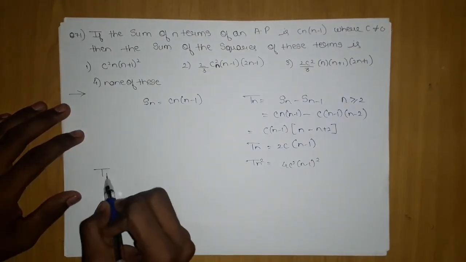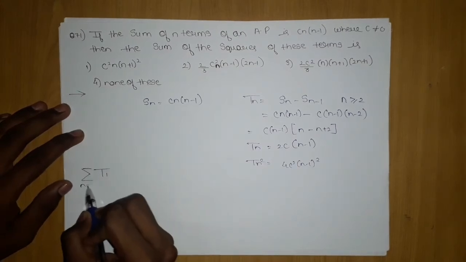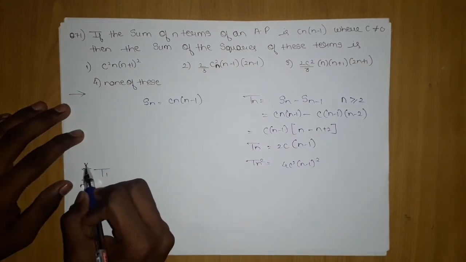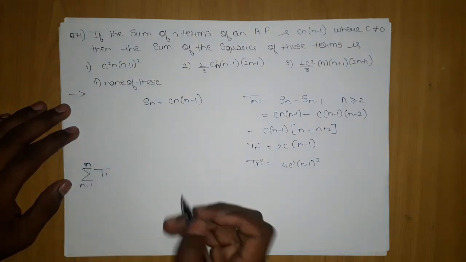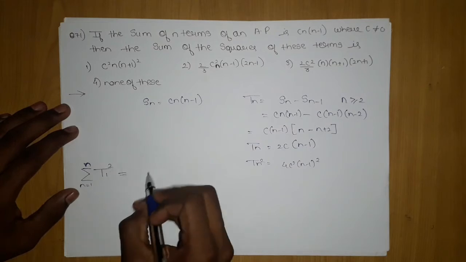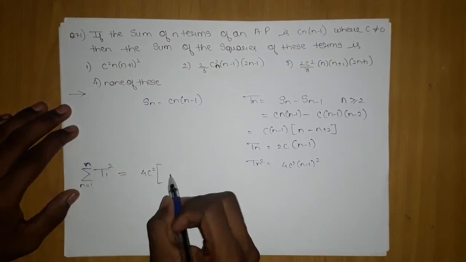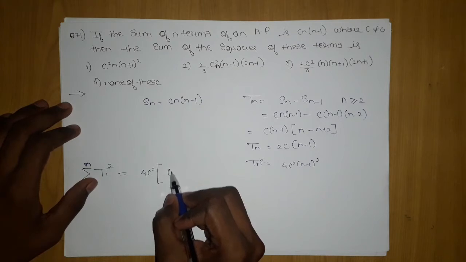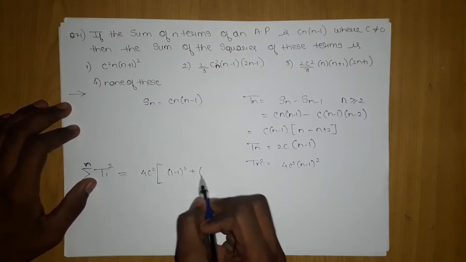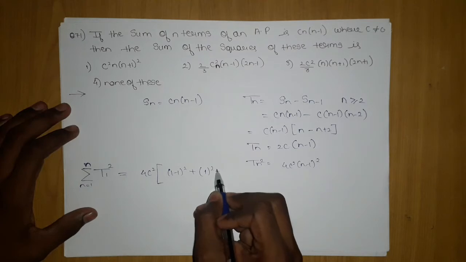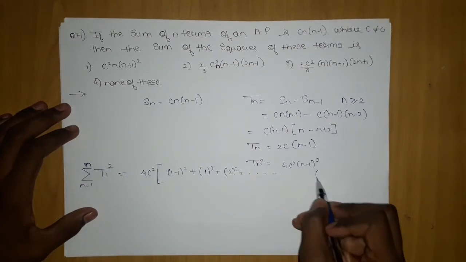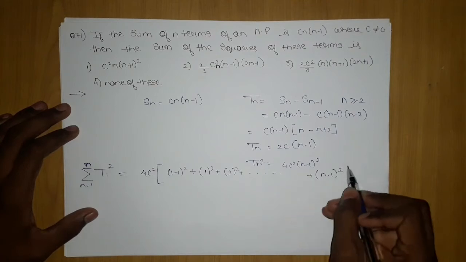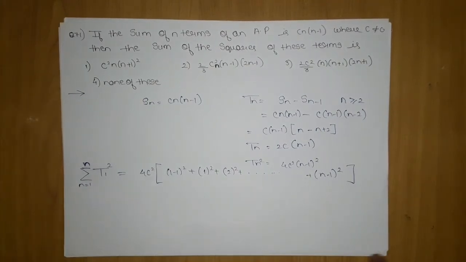Now if I try to create a series, apply summation, n equals 1 to n, of the square of the terms. If I open it, 4c square is common in all of these. First, if I put 1, it will become 1 minus 1 the whole square, meaning 0 square. In 2, it will become 1 square. In 3, it will become 2 square, and so on. The nth term will be n minus 1 the whole square. So it is nothing but the sum of n terms, where the last term is n minus 1.